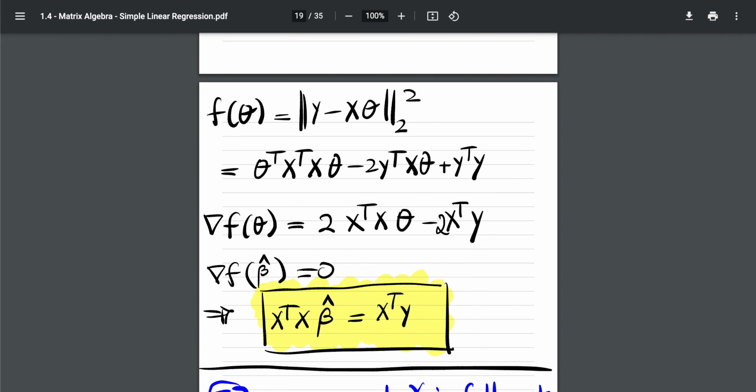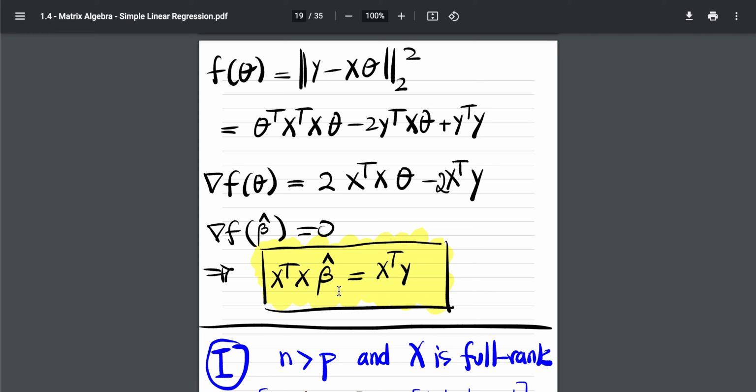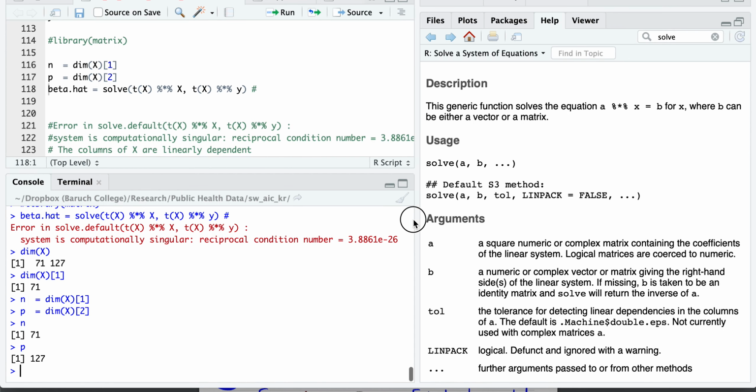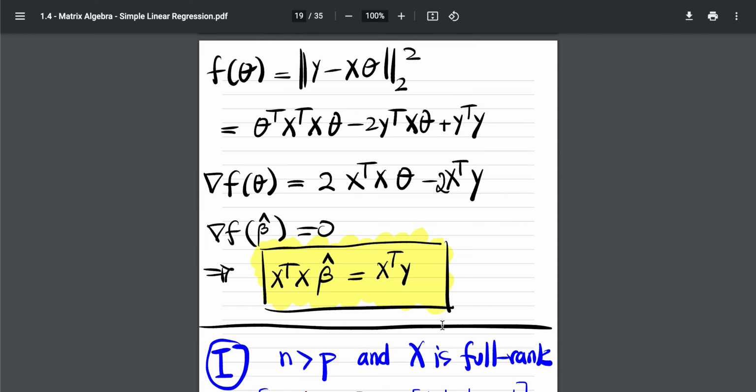Just a reminder of where this is all related to. Remember when we were doing least squares, this was the equation we were trying to solve. We wanted to find a theta, which is a vector, so that the residual sum of squares is minimized, and we took the gradient, and then we had to solve this equation. So essentially we had to find a beta that satisfies this equation.